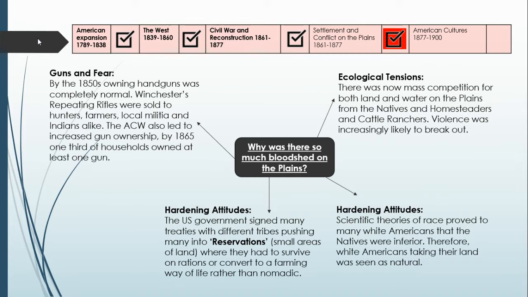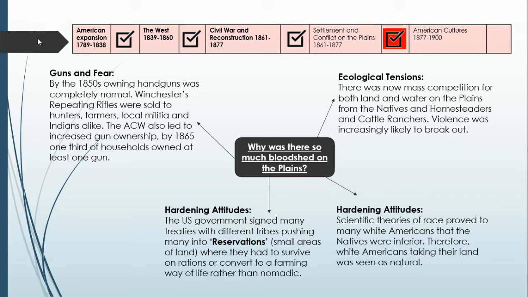Okay, the final point that we have is guns and fear. So by the 1850s, owning handguns was completely normal. Winchester repeating rifles were sold to hunters, farmers, local militia, so local armies, and Indians alike. So owning a rifle became a lot more natural, and the American Civil War had also led to increased gun ownership. By 1865, which remember is the end of the American Civil War, a third of households owned at least one gun. So these households owning guns obviously makes bloodshed more likely.